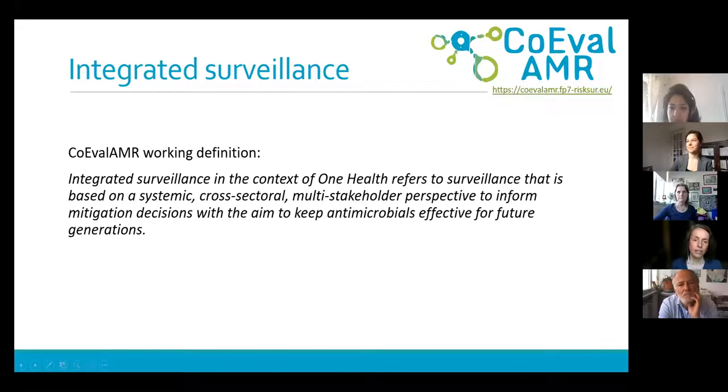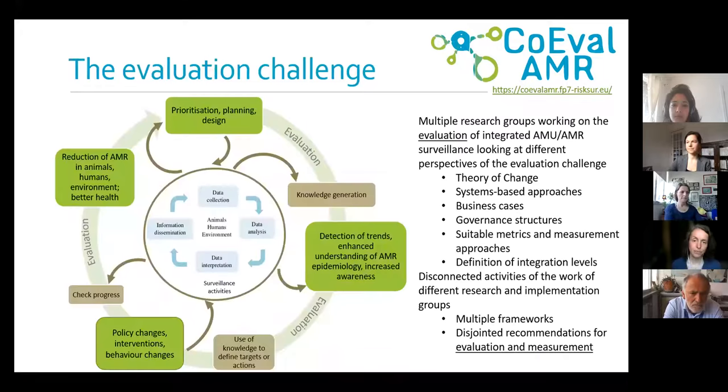We are referring to integrated surveillance in CoEvalAMR, and we elaborated the working definition in the consortium, which is that integrated surveillance in the context of One Health refers to surveillance that is based on a systemic, cross-sectoral, multi-stakeholder perspective to inform mitigation decisions with the aim to keep antimicrobials effective for future generations. And this is quite important to bear in mind when we think about the evaluation challenge.